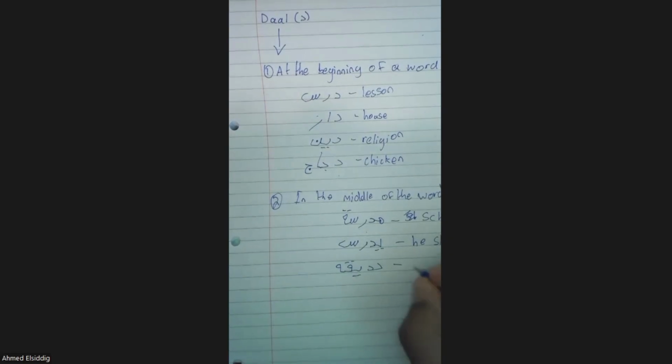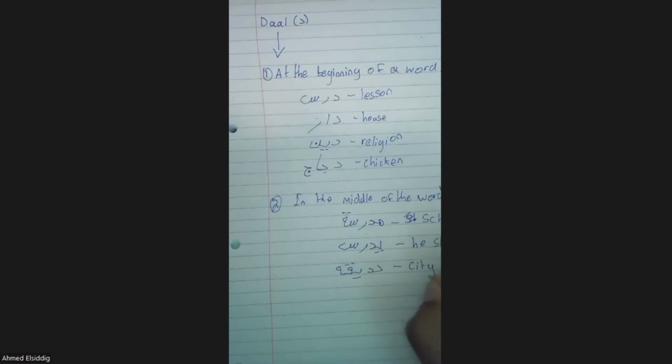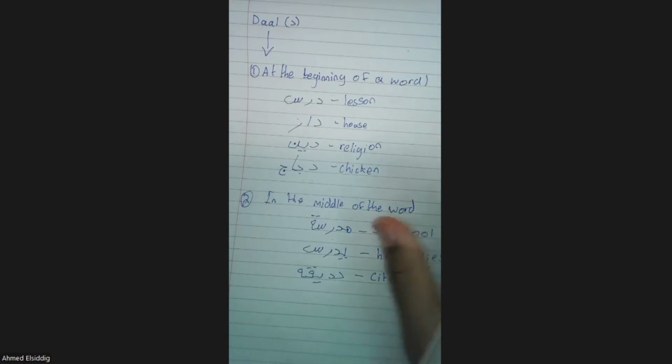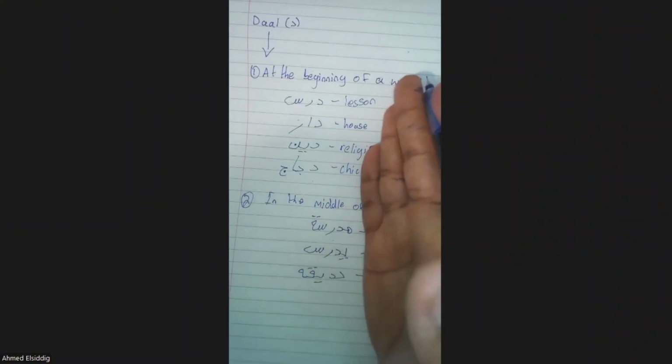حديقة is city. Okay. School, he studies, city. I don't know why I'm going over this. We're not going over definitions right now. We're just going over the Arabic language.